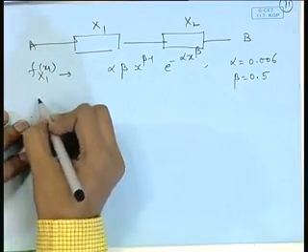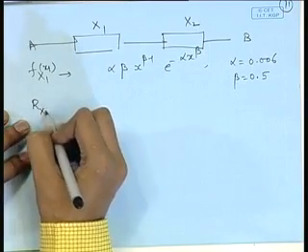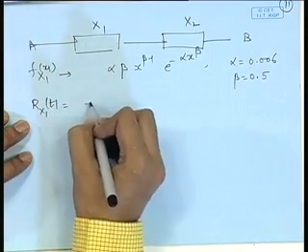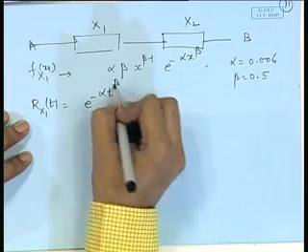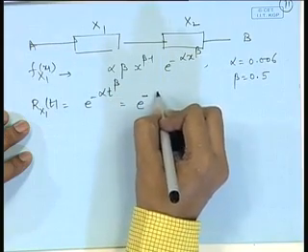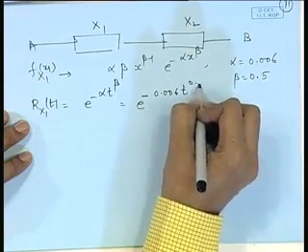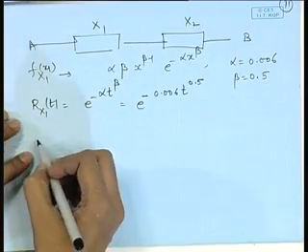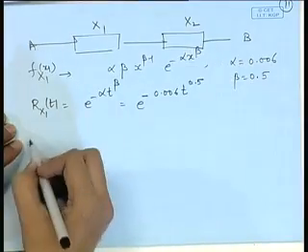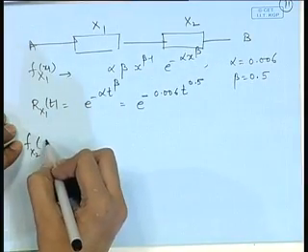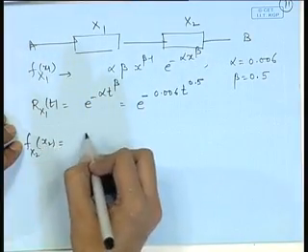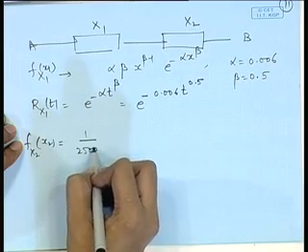If we look at the reliability function of x1, that is equal to e to the power minus alpha t to the power beta, that is e to the power minus 0.006 t to the power 0.5. If we look at the second component, that is an exponential distribution with mean 25,000.